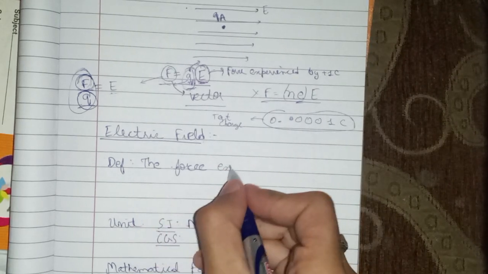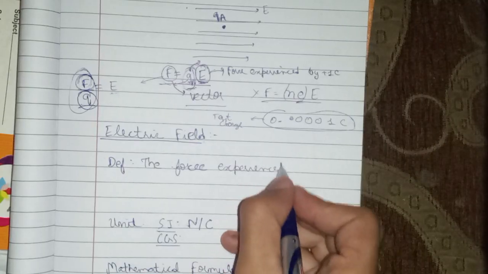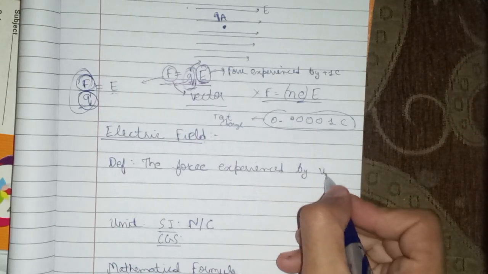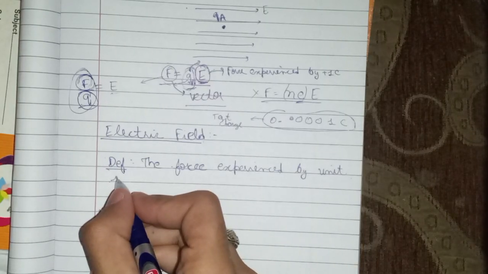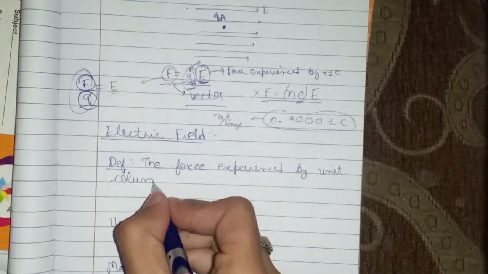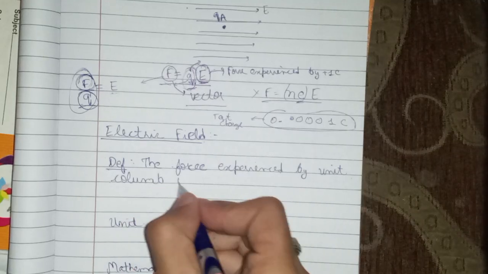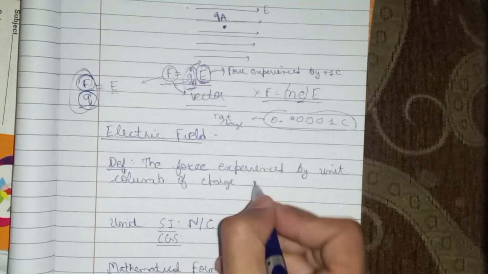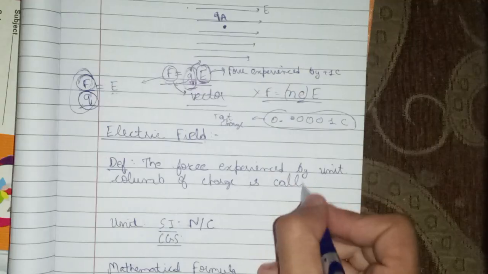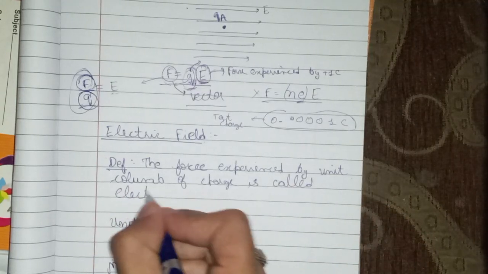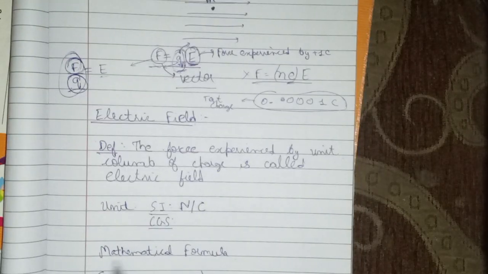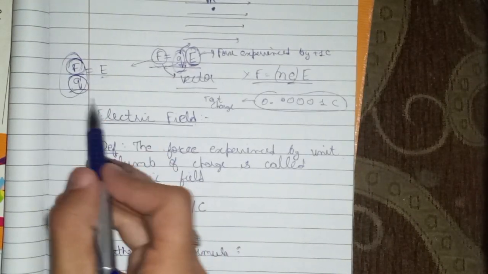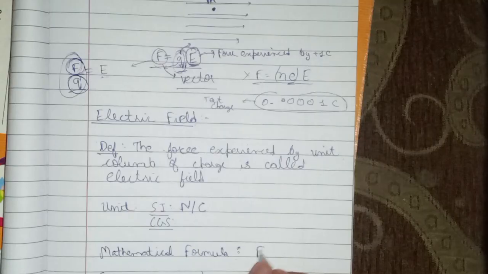The force experienced by unit coulomb of charge is called electric field, and it has a mathematical formula as well. This is the mathematical formula: E is equal to F by Q.